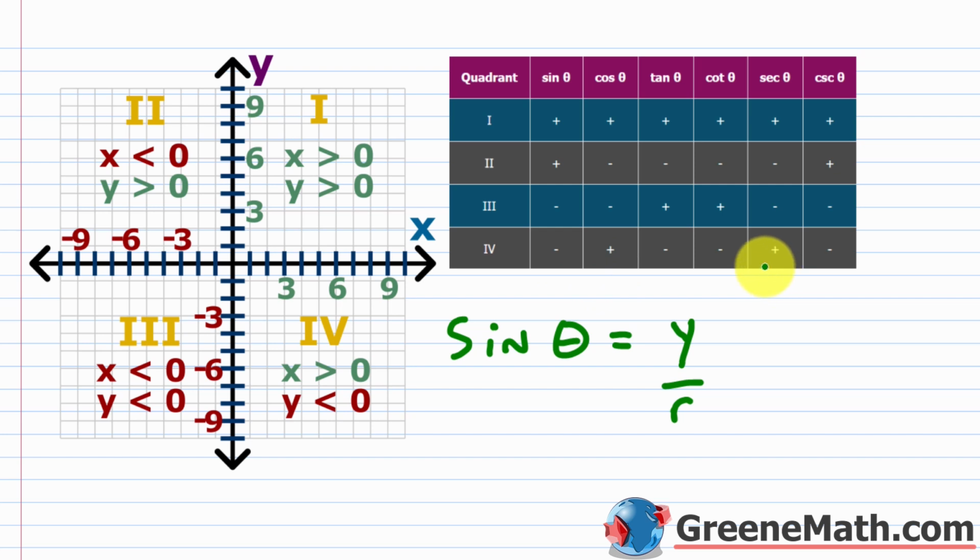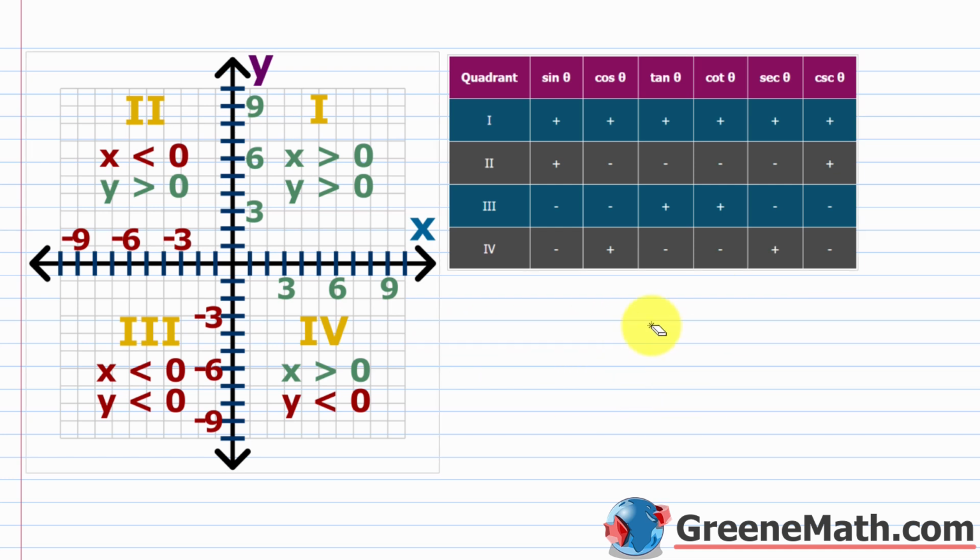Those guys are positive, everything else is negative. So an easy way to remember this, because trying to remember this chart is kind of hard, is a little mnemonic device: All Students Take Calculus. Just take the first letter from each. So A, S, T, and C for calculus. All Students Take Calculus, and this goes counterclockwise.